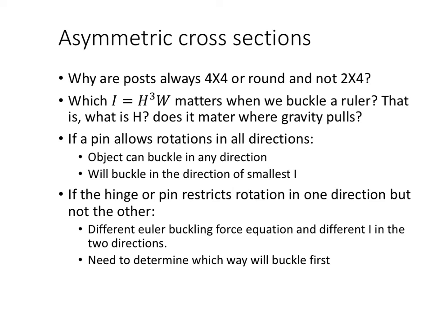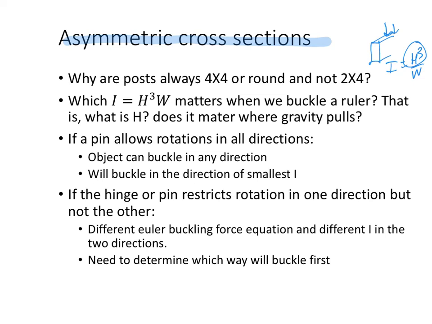A last consideration when we ask about buckling is a situation that arises with asymmetric cross sections. So ask yourself, why are posts always 4x4 or round and not 2x4s? We use 2x4s all the time for walls, for holding up, for hanging things by. And in fact, we specifically use those 2x4s where the height is in the up position. That was because I is equal to h cubed w. We want to spend our material making the height stronger if we want that thing to prevent bending under gravitational loads that bend the beam in the y direction.